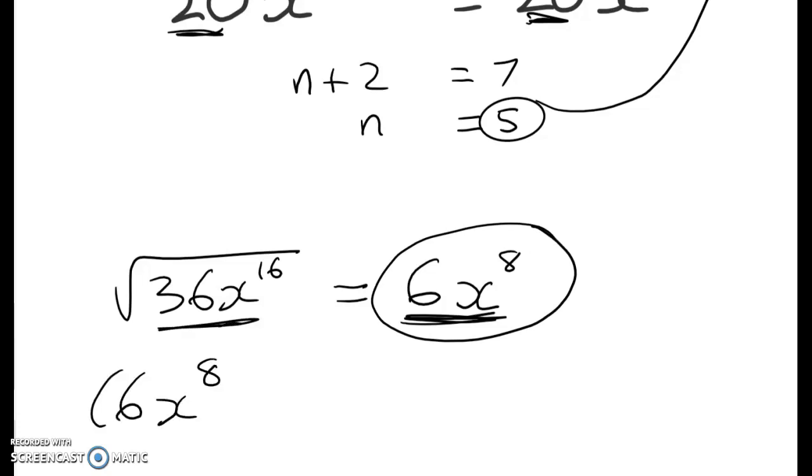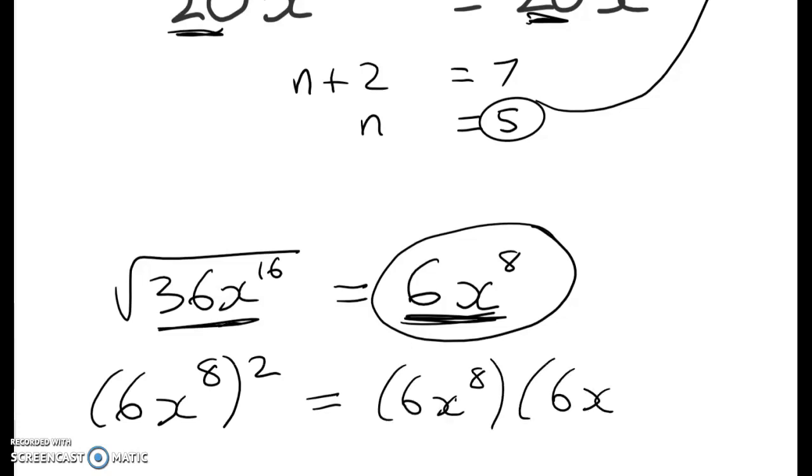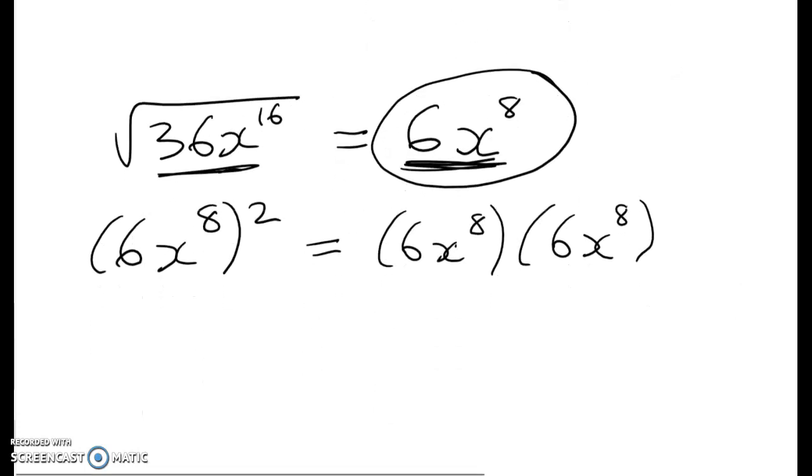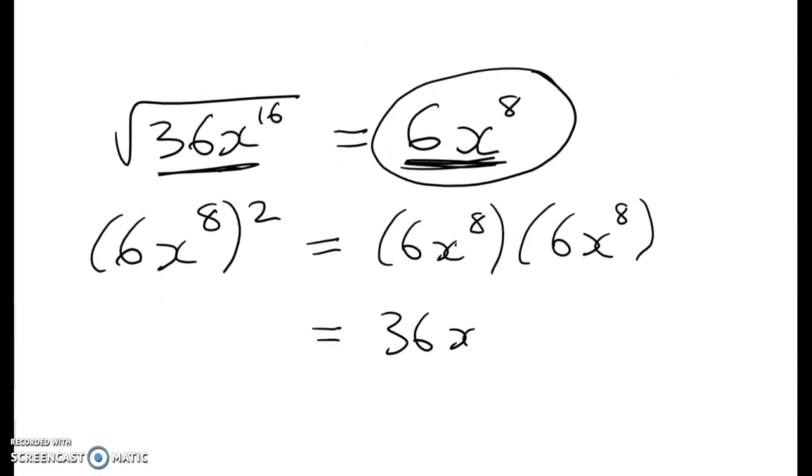So 6x to the power of 8 squared is equal to 6x to the power of 8 times 6x to the power of 8. That equals 36x to the power of 16. So it works. But I bet there are a few people out there watching who put 4 here instead of 8. That's because your brain is looking at the square root and going, oh, yep, I can do the square root of 36, and I can do the square root of 16. But it doesn't work like that. So it's always worth checking your answer back with one of those ones.